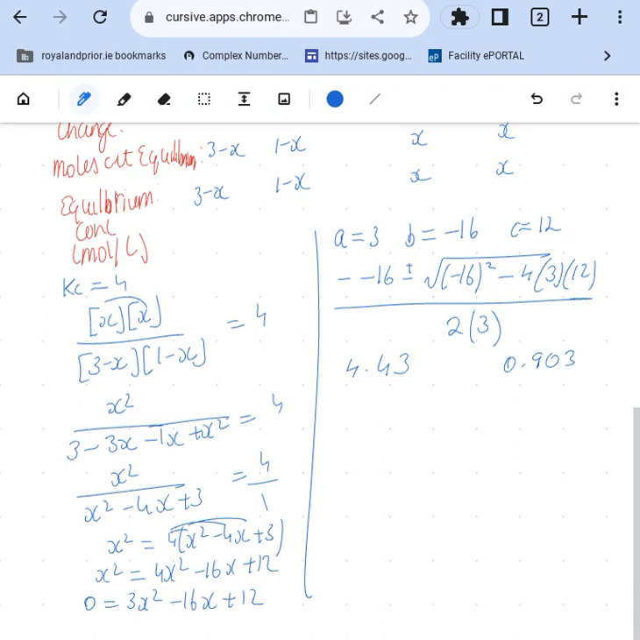Now we've got to determine which one is right. So plug each of these back in up here. So both of them could work for your x. But if I fill that 4.43 into 1 minus x, it's not going to work. So we discard that. So we're going to use our value of x to be 0.903.